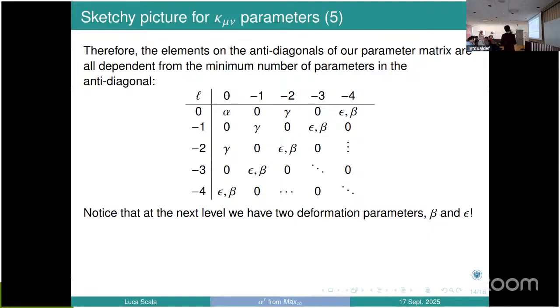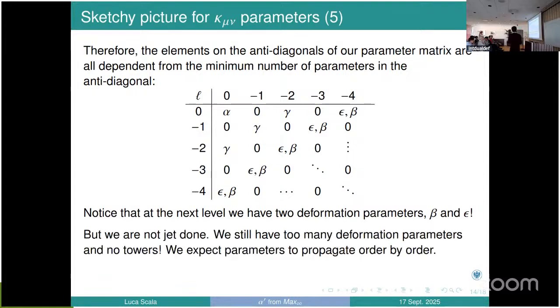But still we have quite few deformation parameters going to a relatively small order. Is there a way to further constrain these parameters? And also another weird thing is that when you start with the deformation parameter here, you would expect going lower in levels this parameter to propagate. So this is like an alpha prime correction, this is an alpha prime square correction, alpha prime cube correction, and so on and so forth.